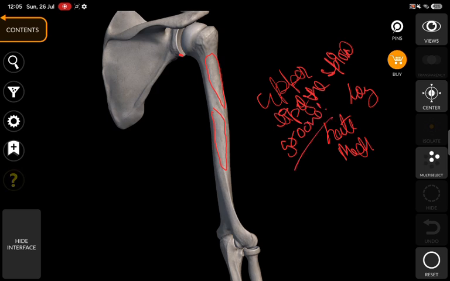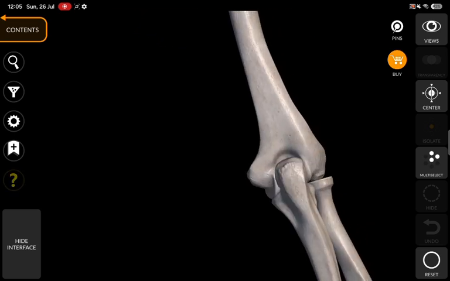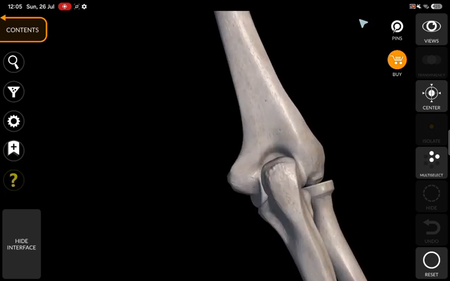And where does the triceps insert? I'll tell you. It inserts on the superior surface of the olecranon process. Basically it inserts on the posterior part of the superior surface of the olecranon process.